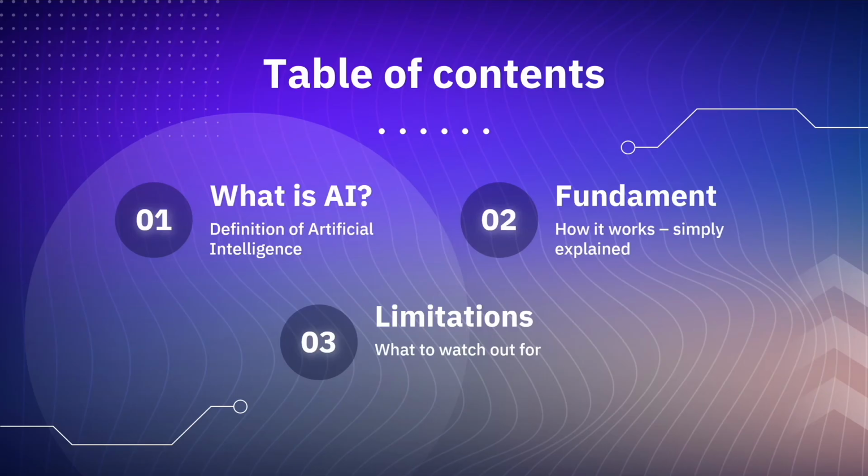And then we're going to have as a second topic, the fundament. So what is the basics? What is AI based on? How it works? Very simply explained. We're not engineers here, so we're not going to do a deep dive into the topic. And our third point will be the limitations, what to watch out for in terms of artificial intelligence. Now, of course, we need to understand what we can do with it and what we cannot in order to understand our limitations. So let's get started with the first point.